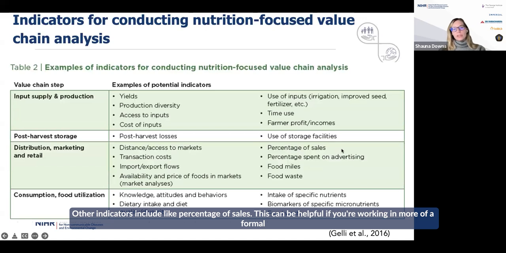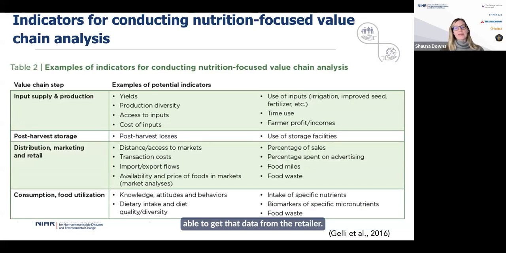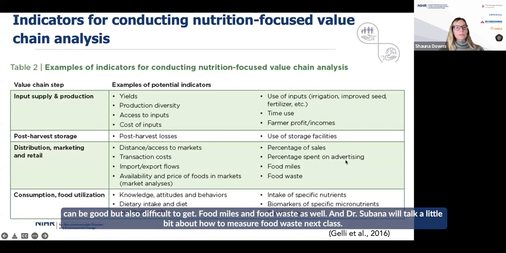Other indicators include percentage of sales. This can be helpful if you're working in more of a formal retail environment where they keep good records and have electronic records of all the sales. It can be a really great resource if you're able to get that data from the retailer. Percentage spent on advertising also can be good, but also difficult to get. Food miles and food waste as well. And Dr. Supana will talk a little bit about how to measure food waste next class too.